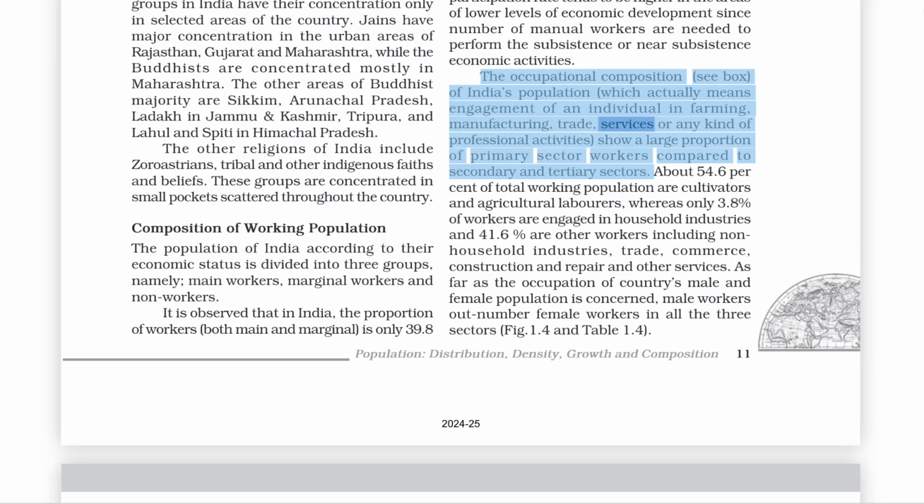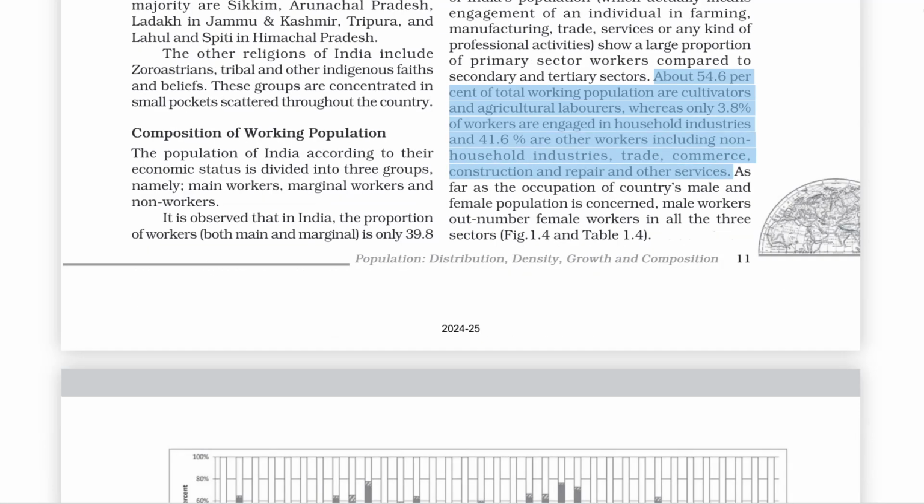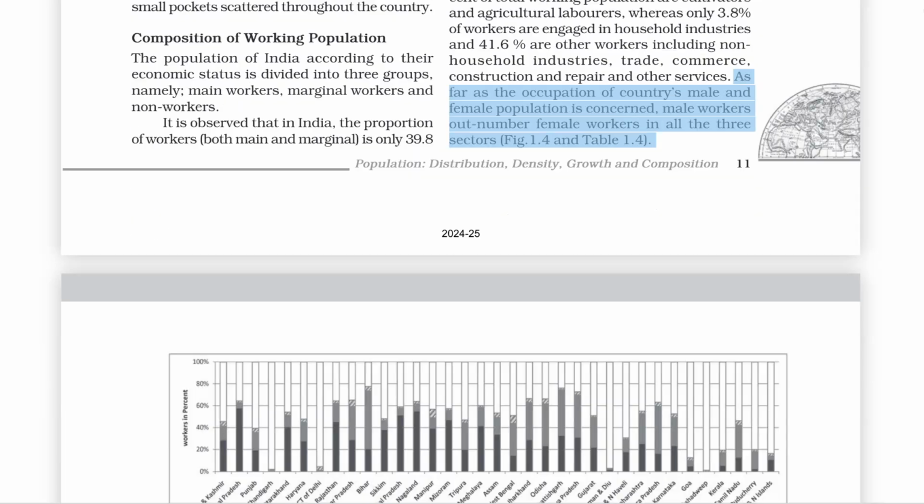manufacturing, trade, services or any kind of professional activities, shows a large proportion of primary sector workers compared to secondary and tertiary sectors. About 54.6% of total working population are cultivators and agricultural laborers, whereas only 3.8% of workers are engaged in household industries and 41.6% are other workers including non-household industries, trade, commerce, construction and repair and other services. As far as the occupation of country's male and female population is concerned, male workers outnumber female workers in all the three sectors, Figure 1.4 and Table 1.4.